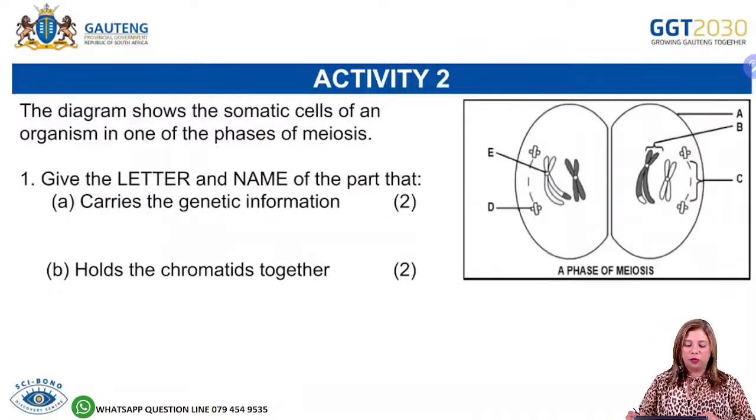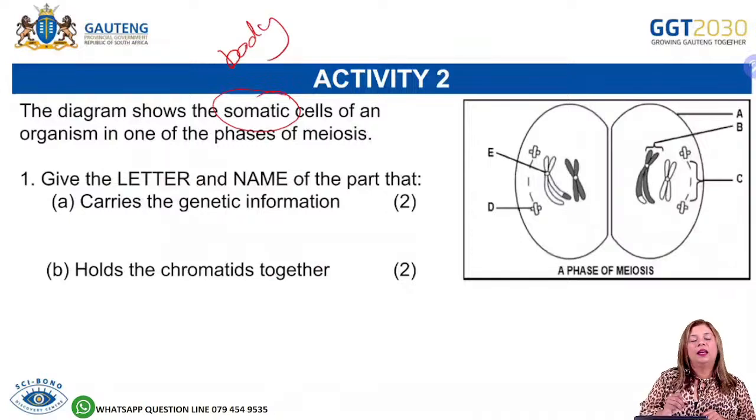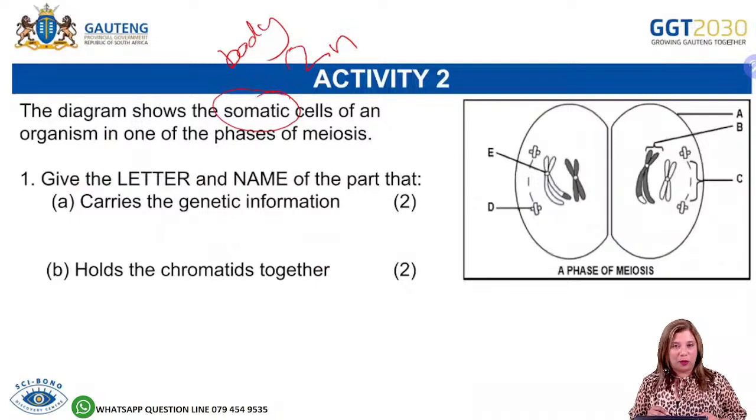The diagram shows the somatic cells. Somatic. Now I want you to get used to this word. You must know what it means. What is somatic? It is body cells. And what do we know about our body cells? Are they sex cells? No, they're not. So what would it mean? That they are diploid. They always will be diploid. So they are very unlike the sperm cell and the ovum. They are diploid. Okay? Because they make up our body. So that is what the question is saying.